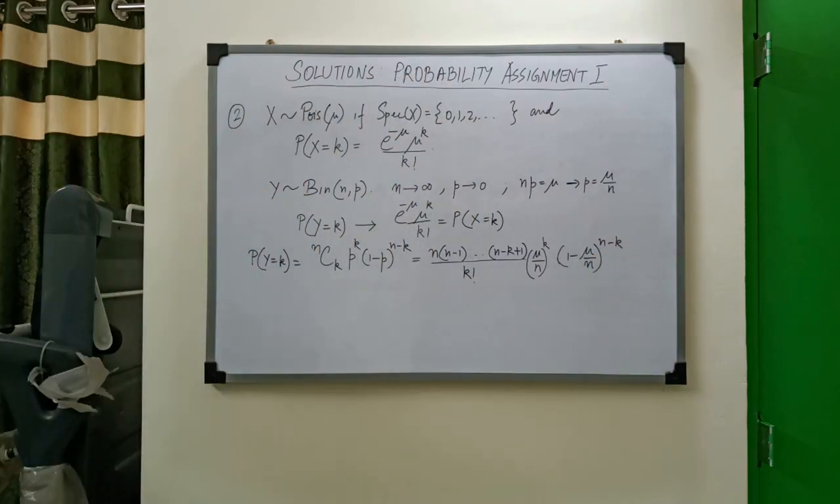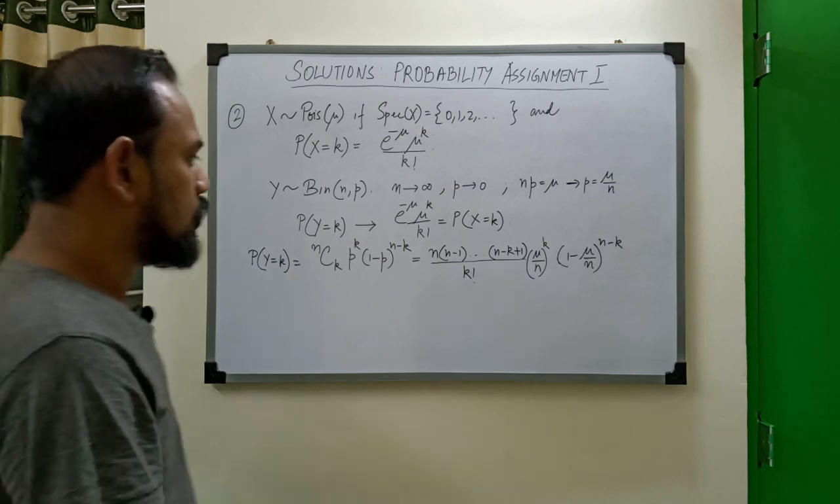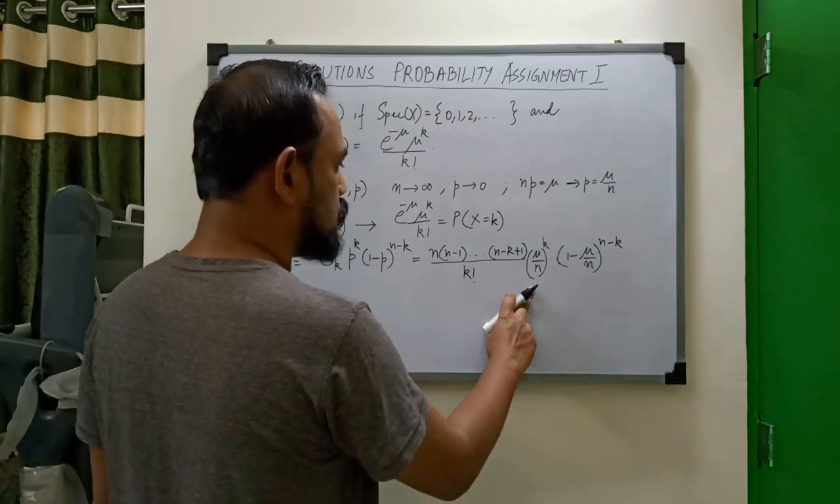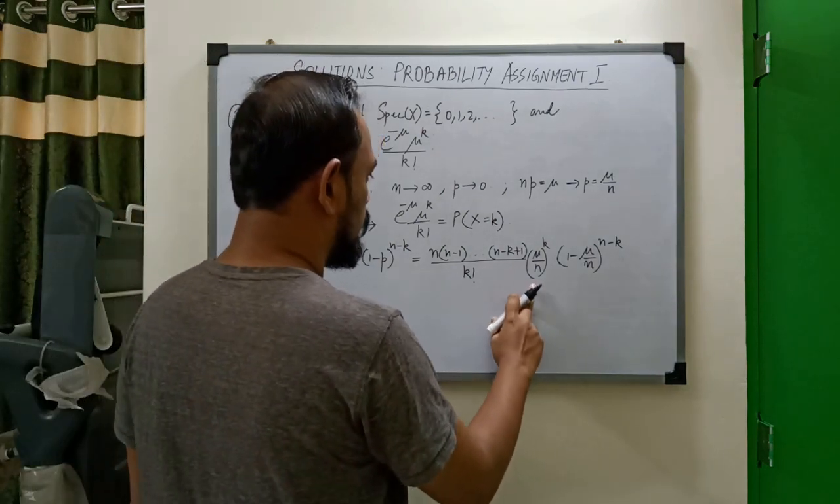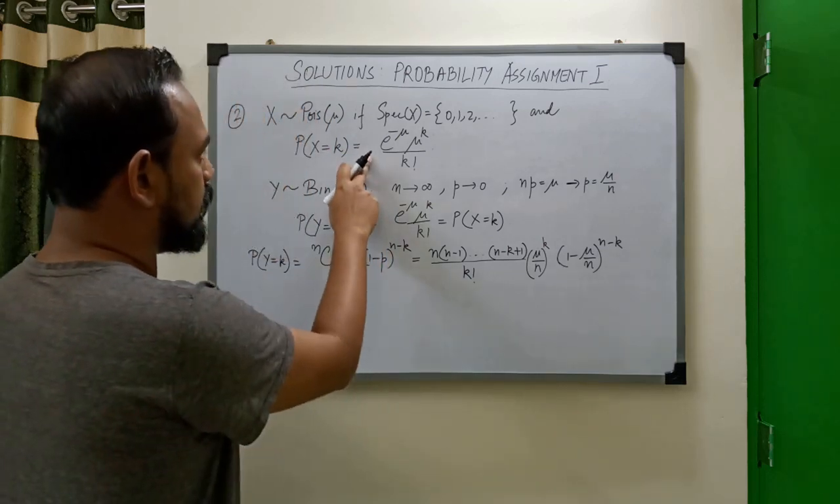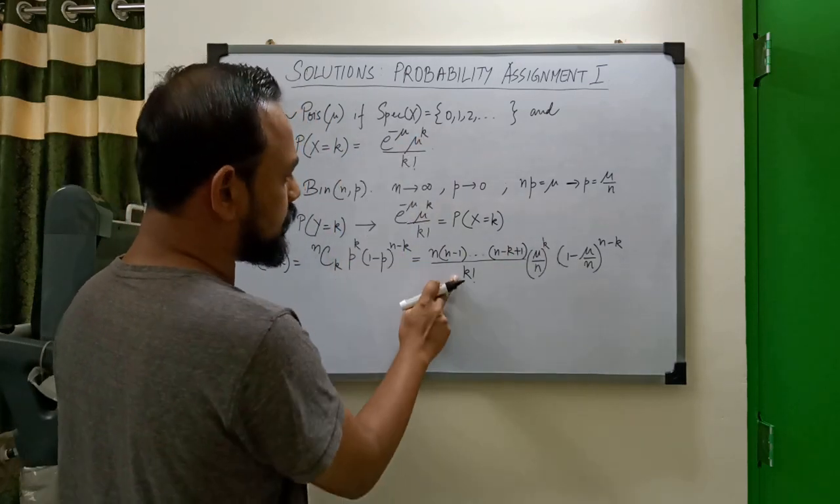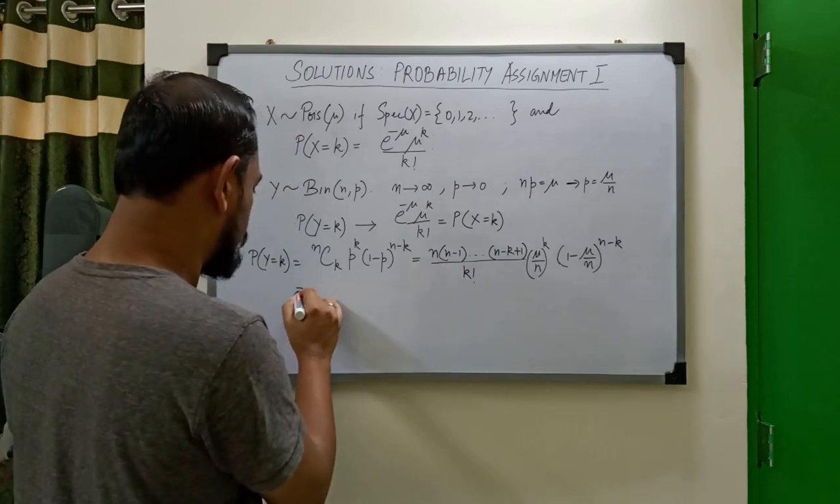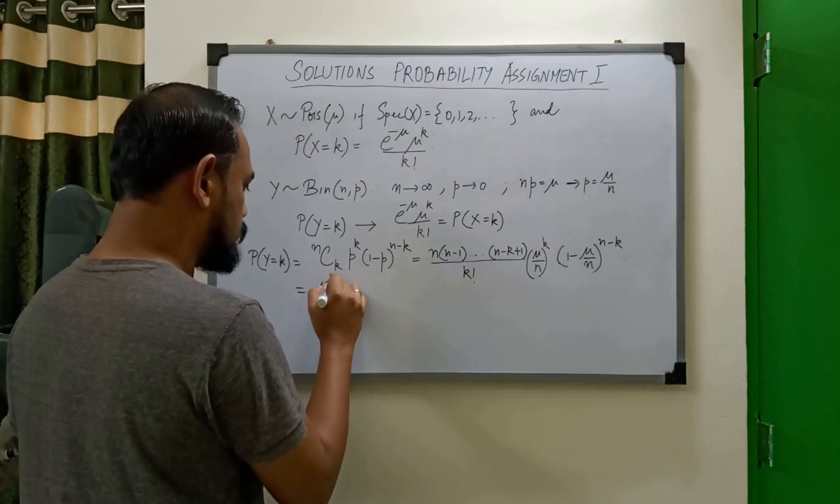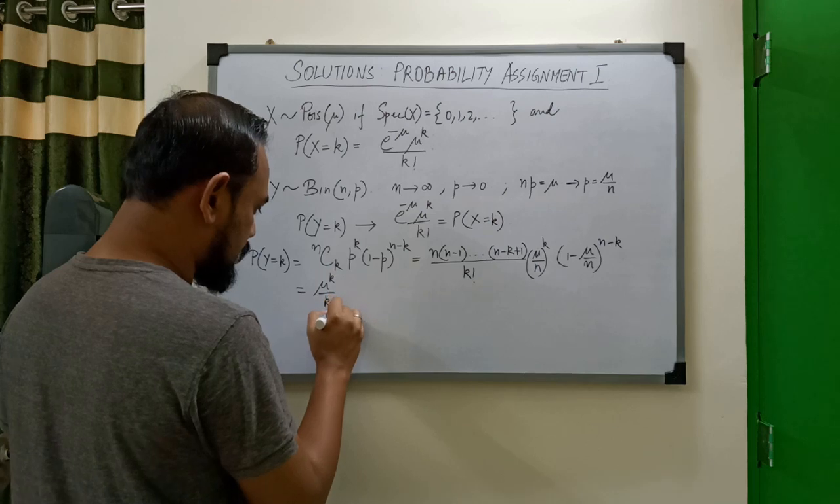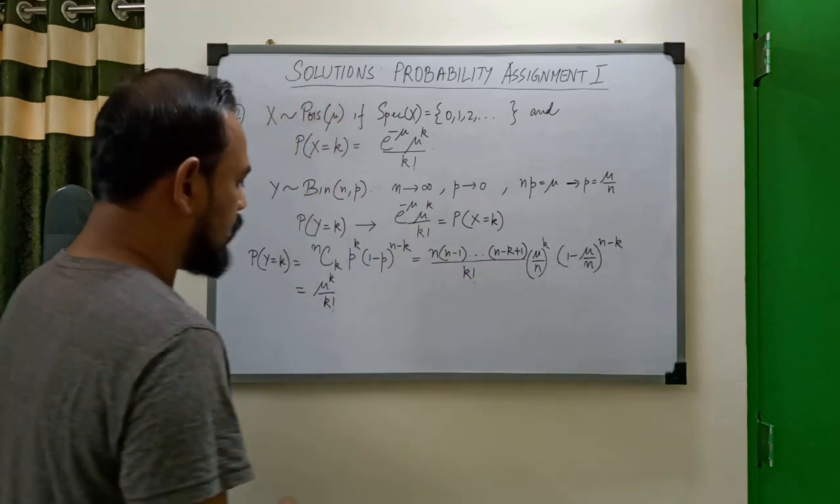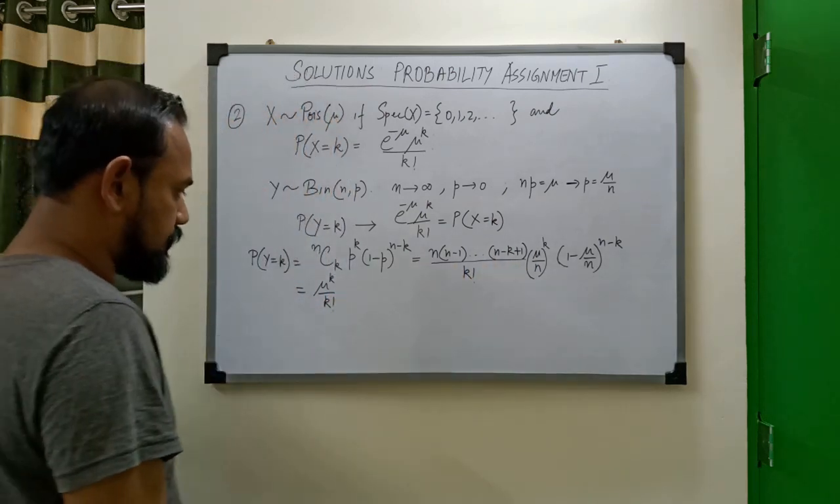Now, what we can do is look at the formula. This mu to the power k is there already, and the k factorial is already there. So let's take them out. I want to take out mu to the power k and k factorial outside, and I'll adjust the rest of the things.